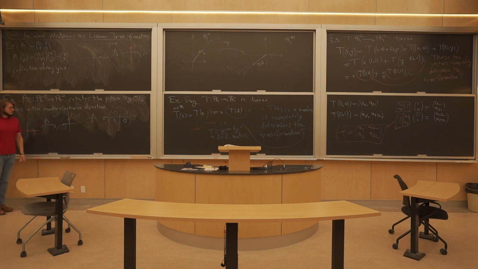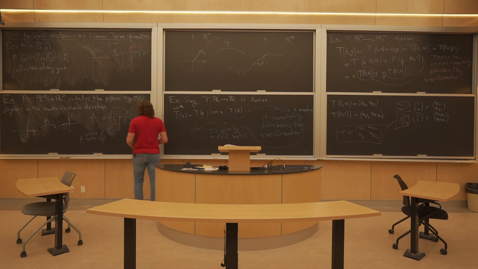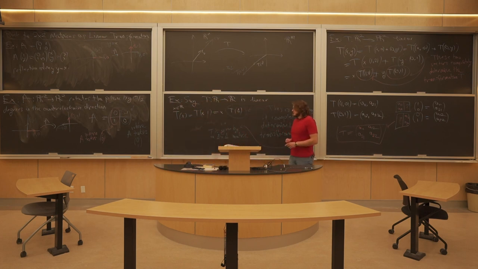Okay. So let me write it like this. This first column is where A takes 1, 0. And the second column is where A takes 0, 1. Okay. Does this make sense now? So these two are sort of writing down the same thing, or describing the same thing, using different notation.